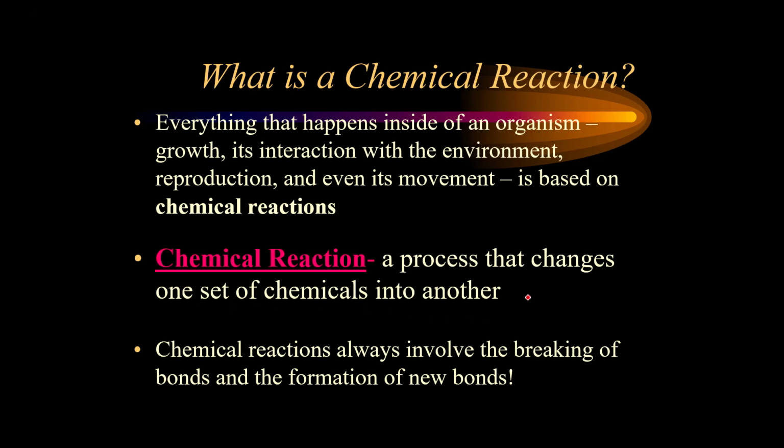If I can just use letters, let's say we have A B plus C D going to make A C and B D. You can see here, and you'll talk extensively about this in chemistry next year, that A used to be bonded with B and C was bonded with D, and now they switched. It is the breaking of bonds and the reforming of bonds that we're talking about.